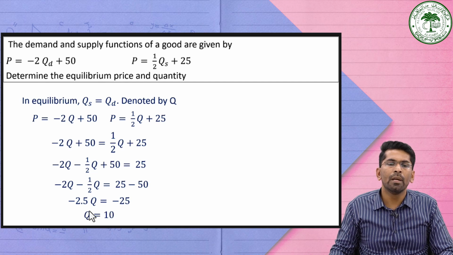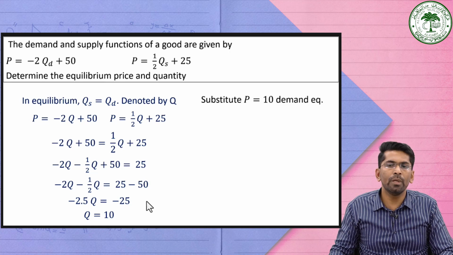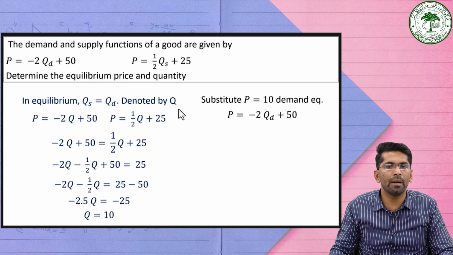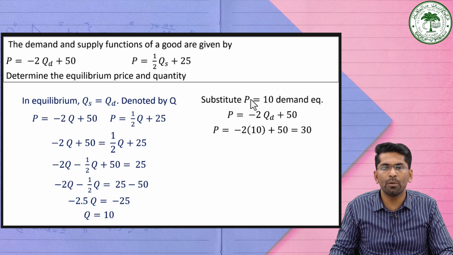So Q is equal to, dividing both sides of the equation by minus 2.5, which is equal to 10. So Q is equal to 10 here. Then we are going to substitute in the demand function. So we already said that quantity demanded is equal to quantity supplied, which we are denoting in terms of Q. So instead of QD, I am substituting the value of Q is equal to 10. Here it is wrongly written, that is P is equal to 10. It is Q is equal to 10.